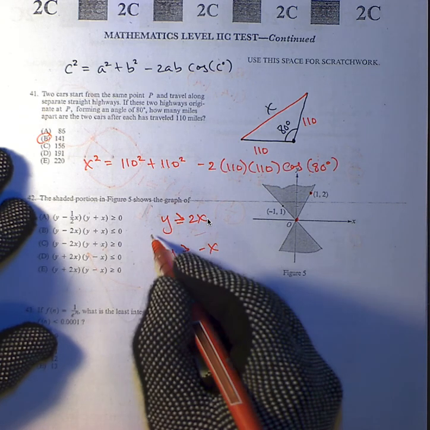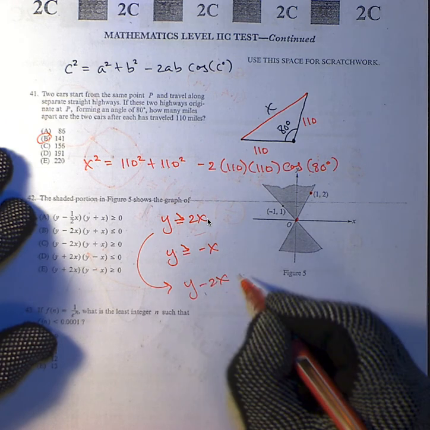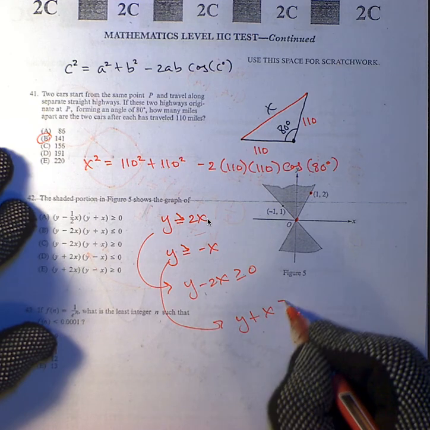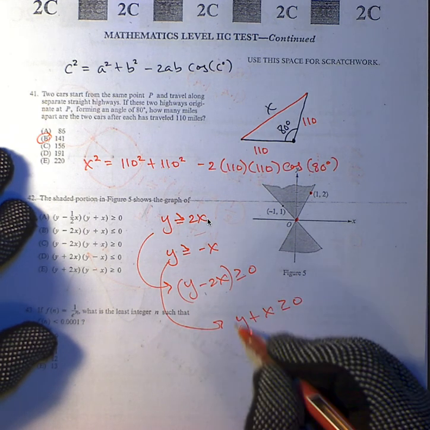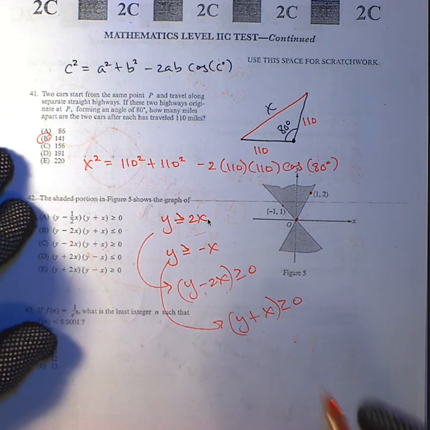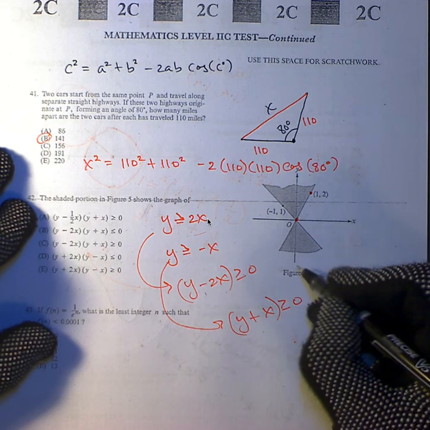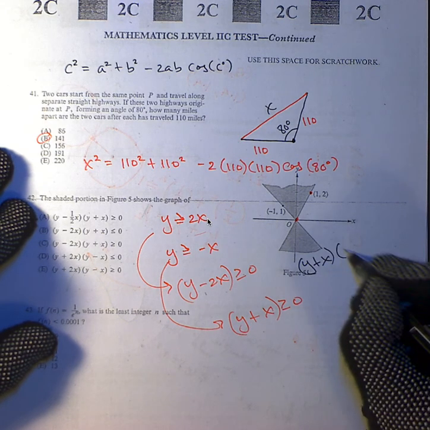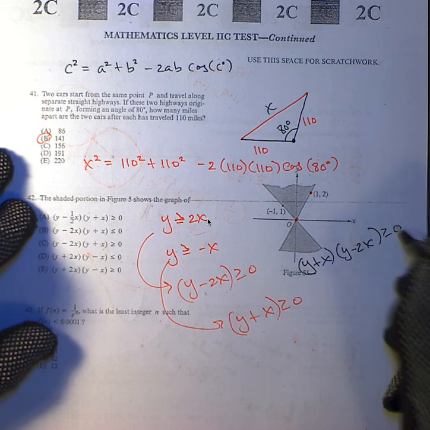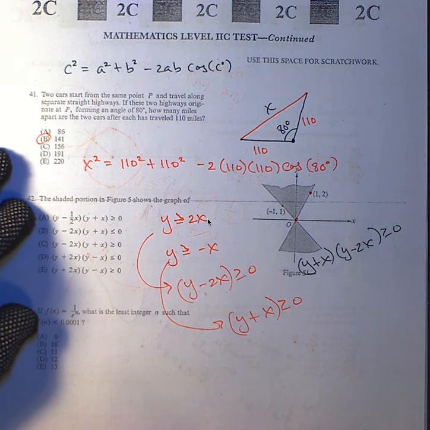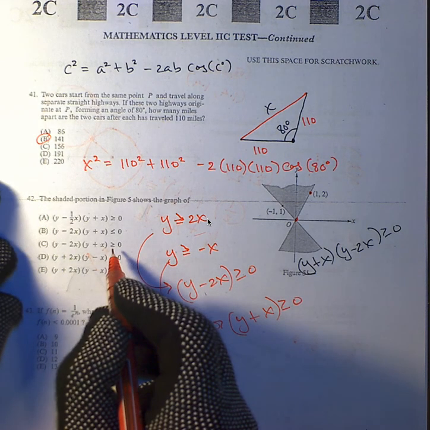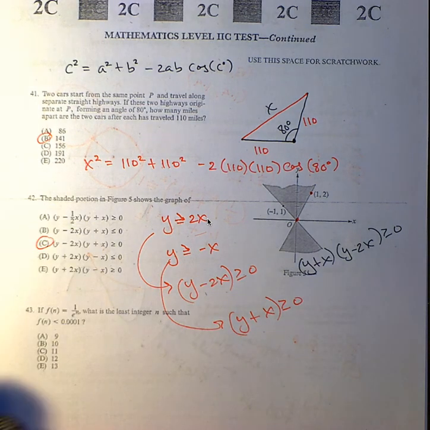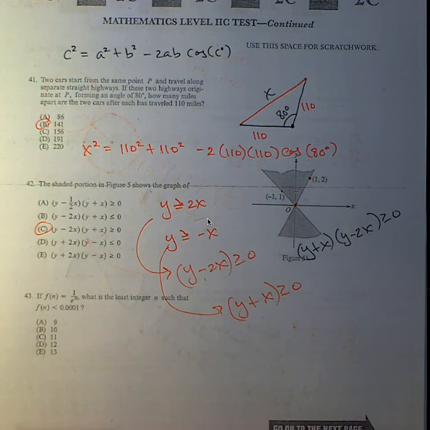So we could rewrite the first one to say y minus 2x is greater or equal to 0. And the other one to say y plus x is greater or equal to 0. Now, this is greater or equal to 0 and this is greater or equal to 0, so if we multiply them, we should get something that's greater or equal to 0. So y plus x times y minus 2x has to be greater or equal to 0. One of the answer choices says this. That is answer choice C: y minus 2x times y plus x is greater or equal to 0. All right, got it.